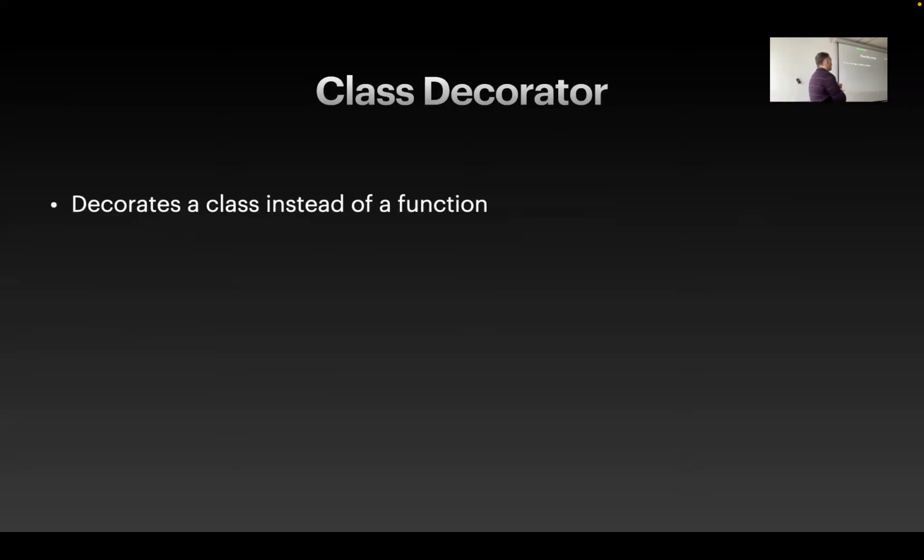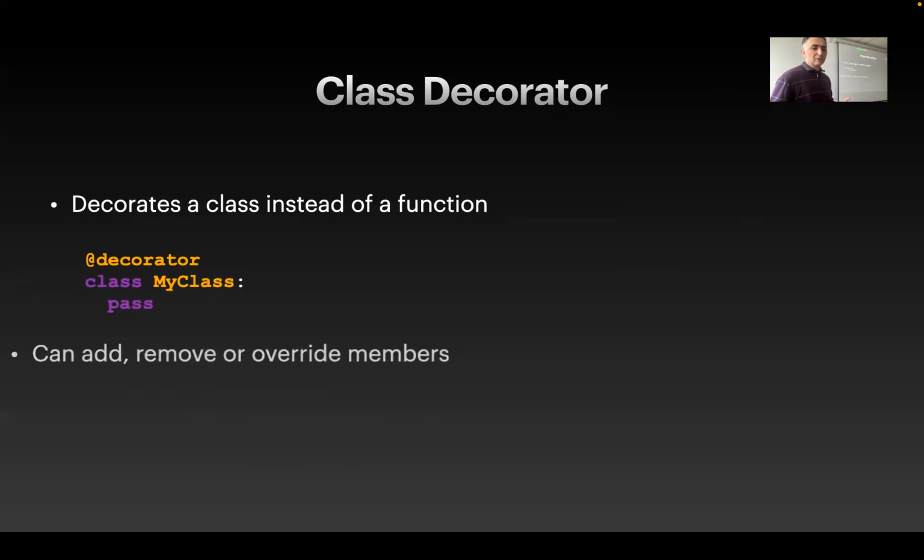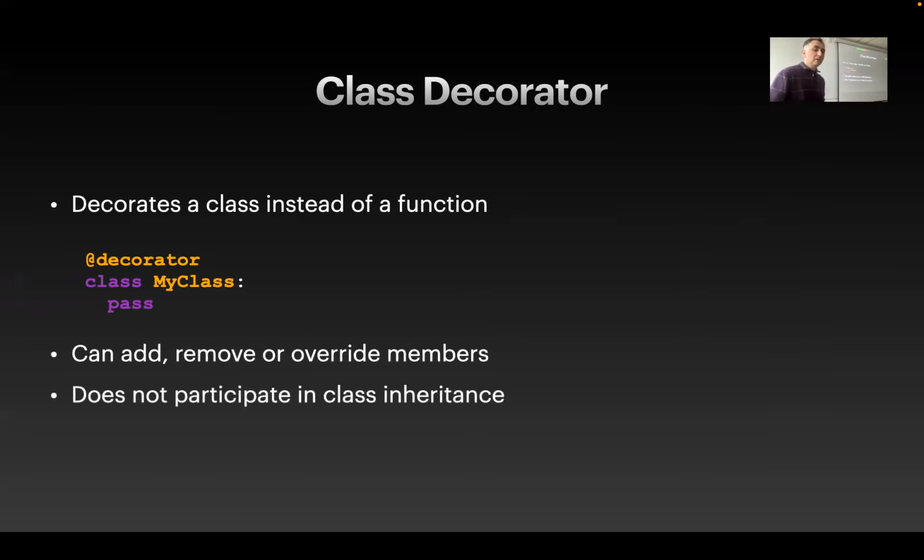So what is a class decorator? You can decorate a function, and you can also decorate a class. It's the same concept. You take a class, you pass it to the decorator, the decorator modifies it, and then passes the class back, right? And this is how it's used. Nothing more than before. You can add, remove, override members, you can do whatever you want. The class is passed to the decorator, so we have freedom.